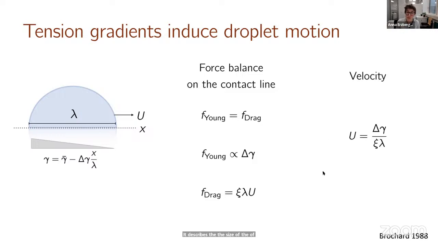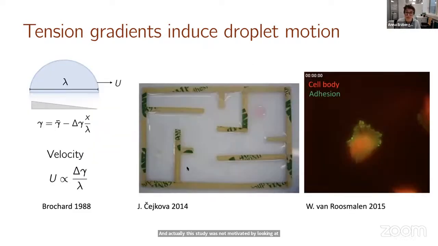And actually, this study was not motivated by looking at cells. It was motivated by systems in which one can prepare such things also for passive droplets by taking substrates that are coated with chemicals in such a way that one gets a gradient in the adhesion. And then you can get motion also of passive droplets. Similar things can be done with temperature.